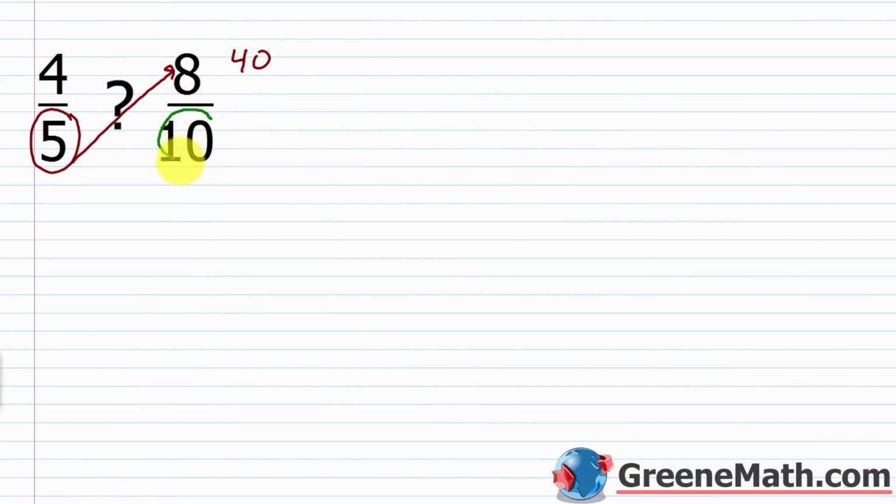The denominator of this fraction is 10, multiplied by the numerator of this fraction, that's 4. 10 times 4 is 40. Now I just compare the two numbers. In this case, we have 40 and we also have 40, so we know the two fractions are equal in value. So we'd say 4/5 is equal to 8/10.